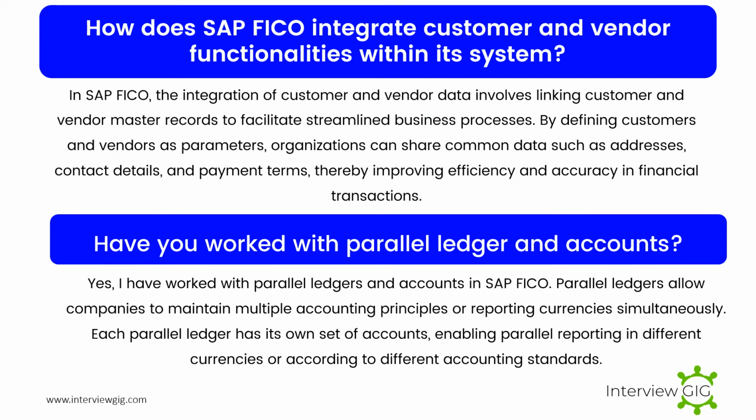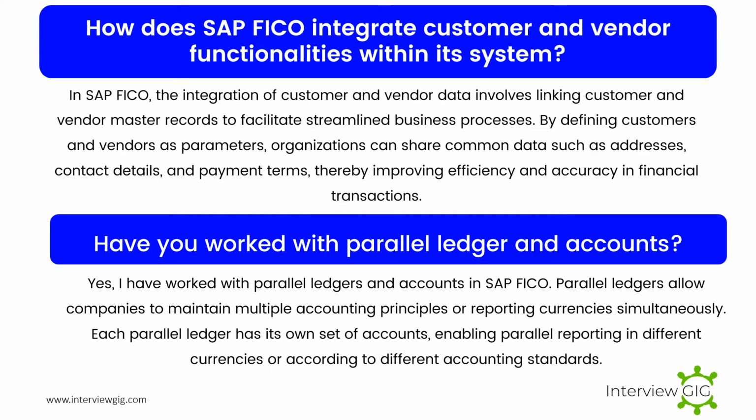How does SAP FICO integrate customer and vendor functionalities within its system? In SAP FICO, the integration of customer and vendor data involves linking customer and vendor master records to facilitate streamlined business processes. By defining customers and vendors as parameters, organizations can share common data such as addresses, contact details, and payment terms, thereby improving efficiency and accuracy in financial transactions.